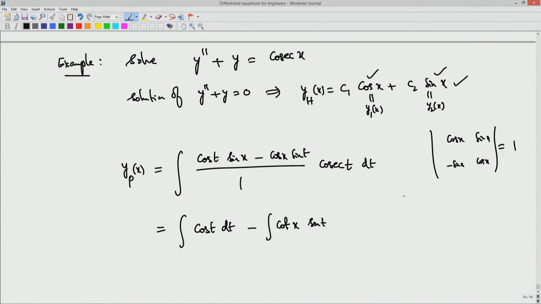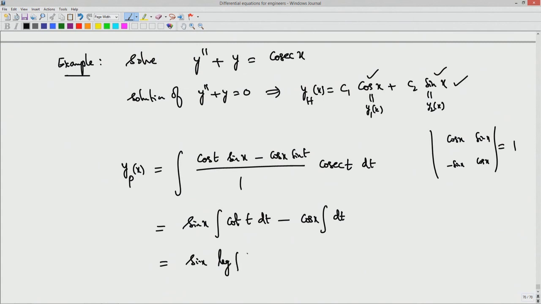Cosecant t dt. So, what you have is, this integral value equal to cos t sin x into sin x, you can take it out. So, integral cot t dt minus cos x comes out integral dt. Okay. So, this will be equal to, what is your particular solution, minus sin x into log modulus of sin x. Okay. Here minus, so this is going to be x.